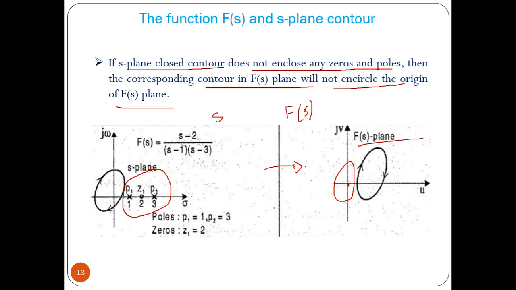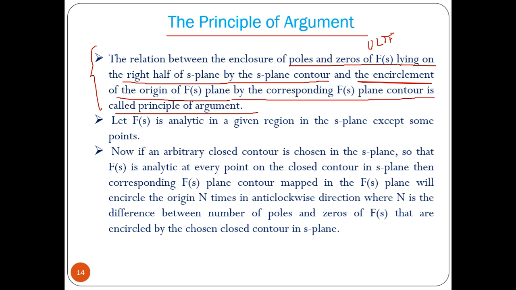What will happen if we have one pole on the right hand side of the S plane, two poles, then one zero, two zeros, or p greater than z, more poles than zeros, more zeros than poles, and p equal to z? So that is the principle of argument of the Nyquist stability criterion.